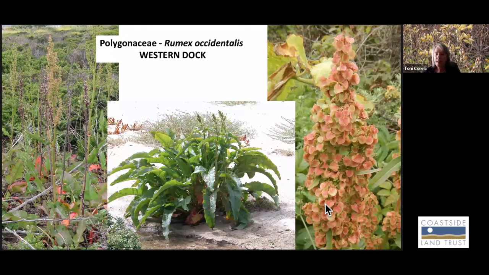Shown here, growing at the mouth of the Pilarcitos Creek, is Western Dock, easily told apart from other docks by its large leaves and tall inflorescences and flowers that turn reddish brown in age.